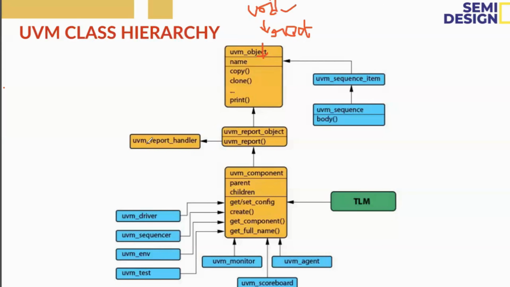Like this UVM report is there, in the same way there will be UVM void. Void in the sense it doesn't contain anything. It just acts like a parent class. It is a parent class to all classes. Okay, it doesn't contain anything. Did you understand?